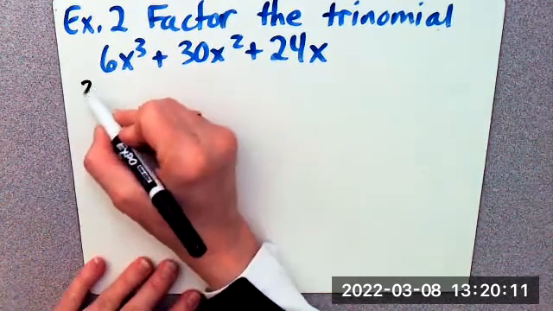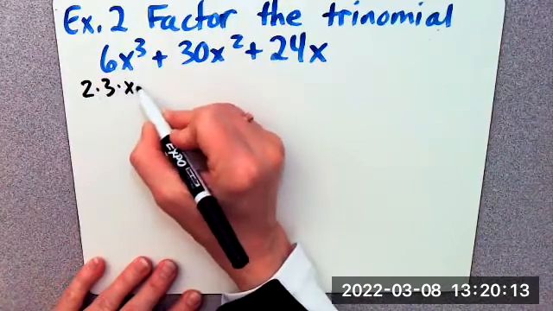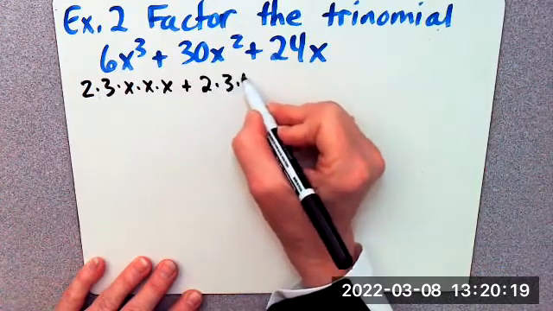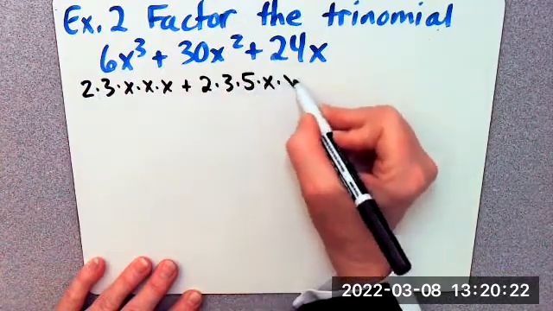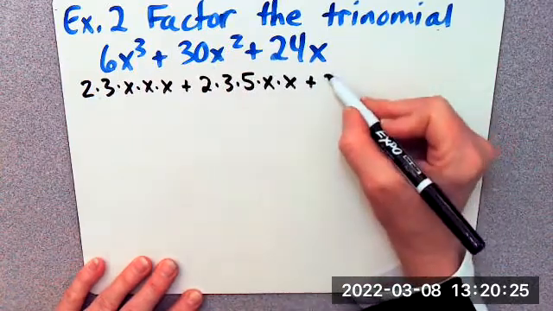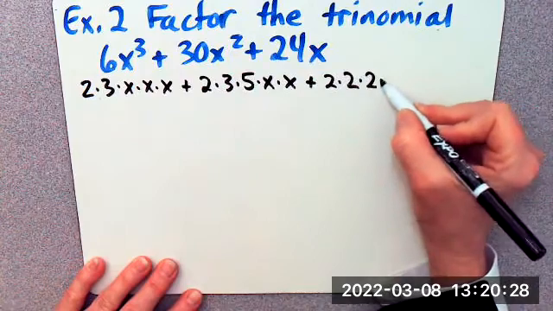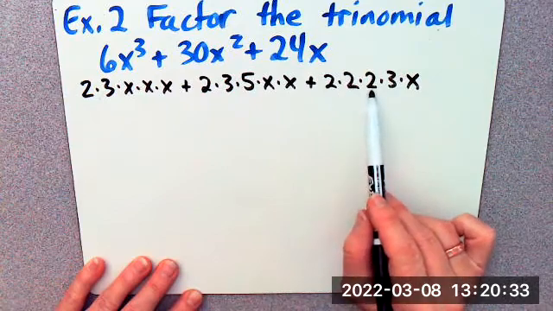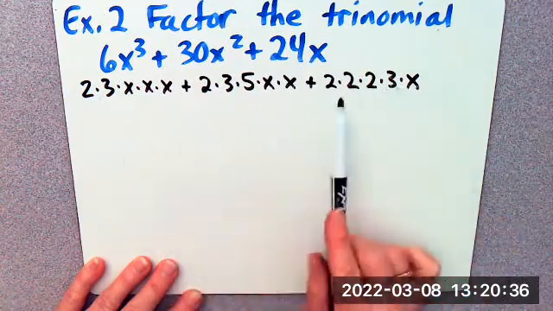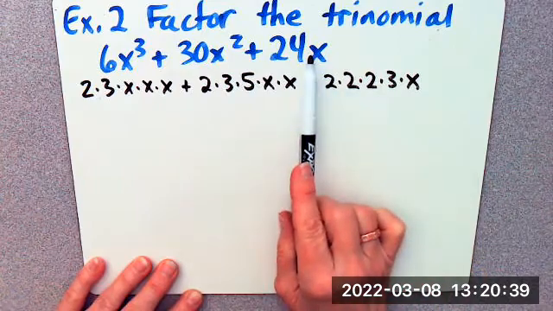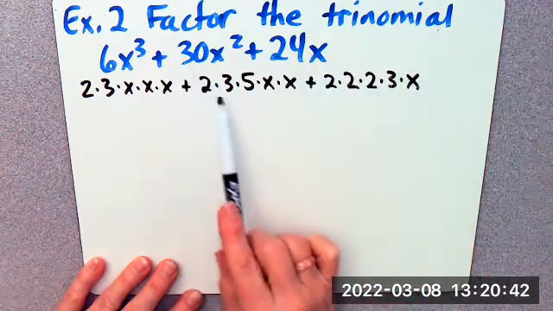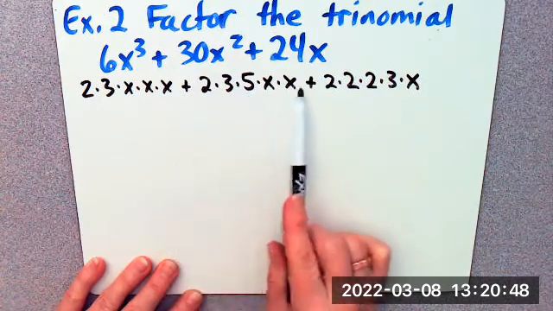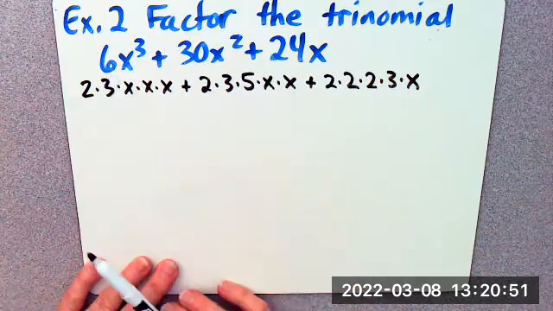All right, so we have 2 times 3 times x times x times x plus 2 times 3 times 5 times x plus 2 times 2 times 2 times 3 times x. Now, if you're wondering where I got these numbers, 2 times 2 times 2 is 8. 8 times 3 is 24. So these are the prime factors of 24x. And then the prime factors of 30 is 2 times 3 is 6. 6 times 5 is 30. And then we have x squared. And 2 times 3, of course, is 6.